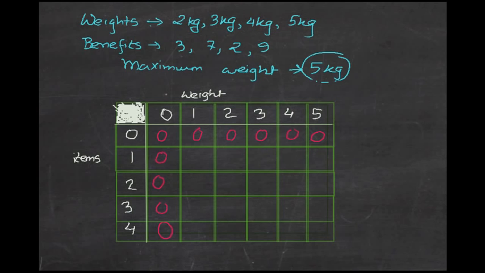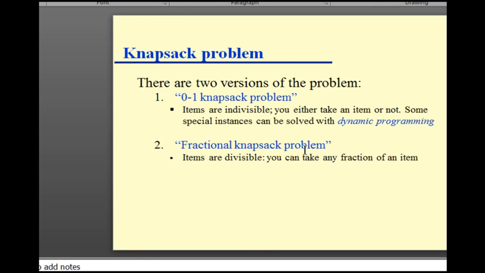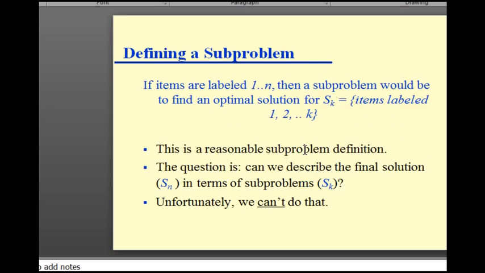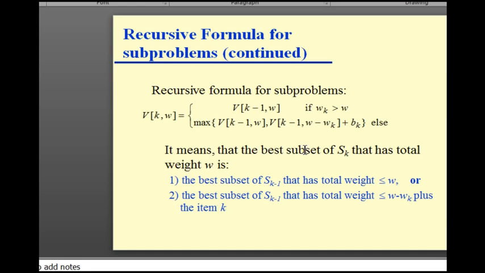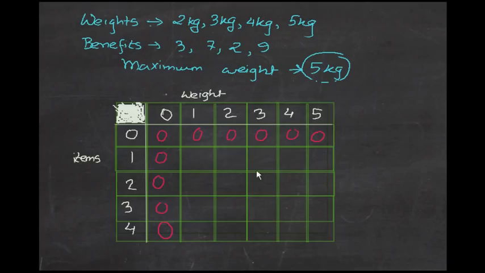According to the algorithm, this is the formula that's given. This will determine the highest benefit that the thief could get within that maximum capacity. And as in the longest common subsequence problem, the last cell will determine the maximum benefit that the thief would get. Okay, so let's get on with the simulation.